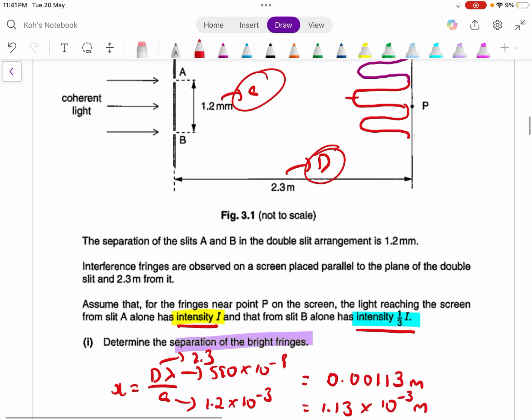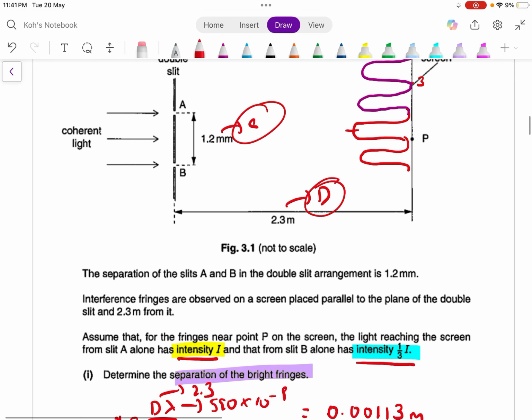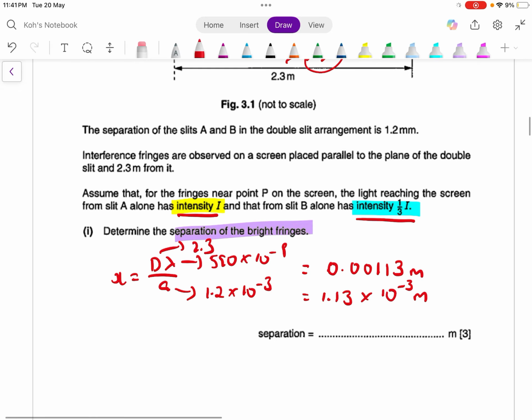They tell us to assume that for the fringes near point P on the screen, the light reaching the screen from slit A alone has intensity I, and that from slit B alone has intensity 1/3 I. So that means they have different brightness. The very first part, we are asked to determine the separation of the bright fringes.